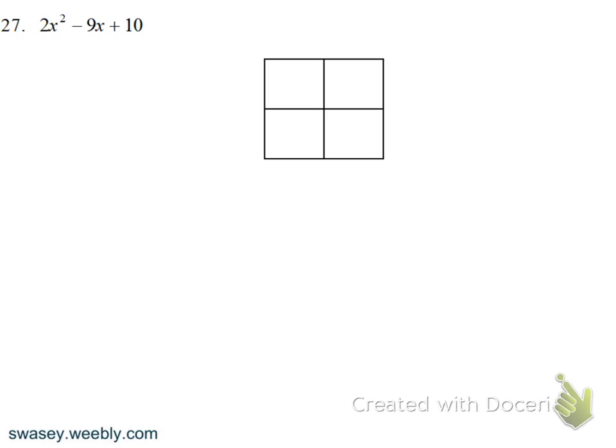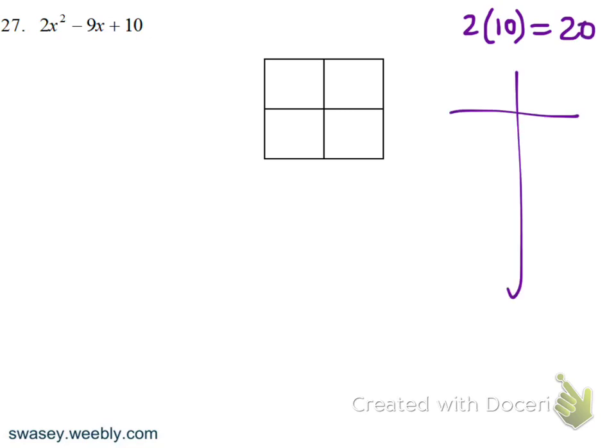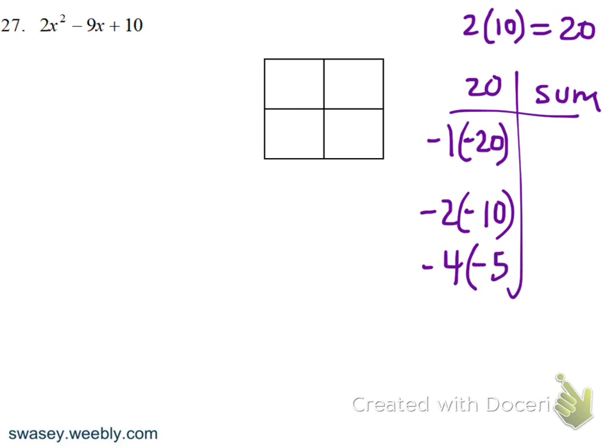A times c, 2 times 10 gives us 20. Looking for two numbers that multiply to get 20, that add to get negative 9. So same signs, bigger one's negative, so they're both negative. List out your factors until you find a pair that adds up to negative 9. So that's negative 4, negative 5. Split the middle term and fill in your box.